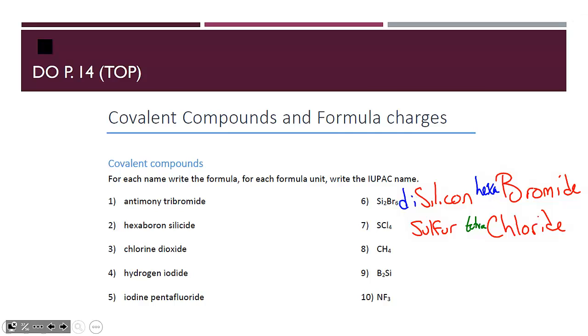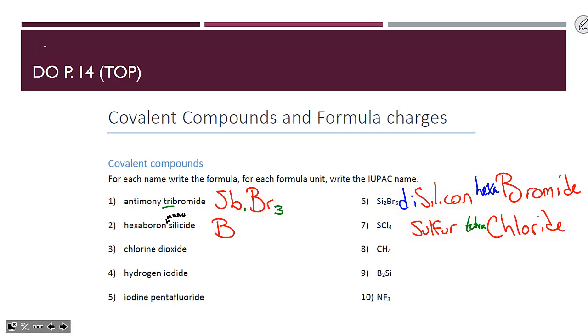Going from the name to the formula is just as easy. It's just a matter of writing the symbol and telling me how many of each one you have. Antimony, the chemical symbol is Sb, and tribromide, bromide would be bromine. Tri means that there are 3 bromines. So we have SbBr3. Number 2 has a typo. Let's see if you can find it. That's right. In order to say silicide, we need to know how many there were, so the second element here should say monosilicide.